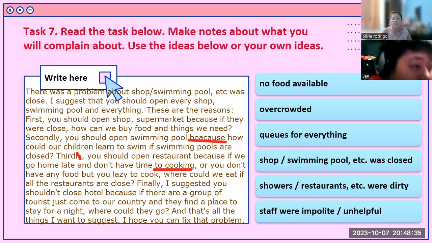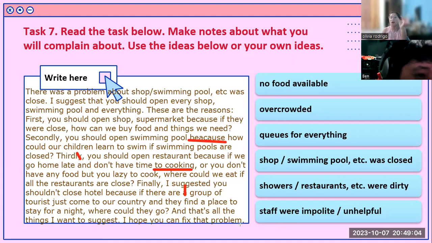Finally, I suggest you shouldn't close hotels because if there is a group of tourists just come to our country and they find a place to stay for a night, where could they go? Very good, Ben. And that's all the things I want to suggest. I hope you can fix that problem.